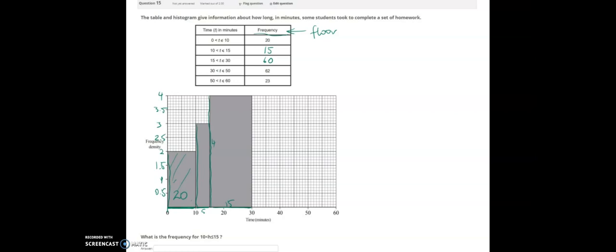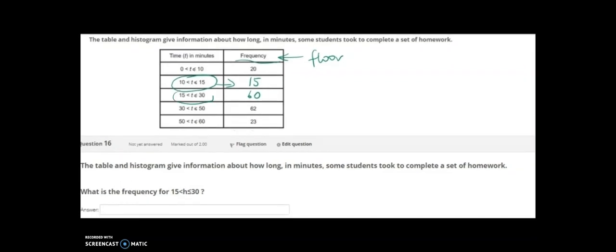So what is the frequency for the height being greater than 10 and smaller than or equal to 15, which is this one here? The answer is 15. Question number 16 links to the previous one. So we've got to find the frequency for when h is greater than 15 and smaller than or equal to 30, and that is 60, as you can see from the table that we completed earlier.